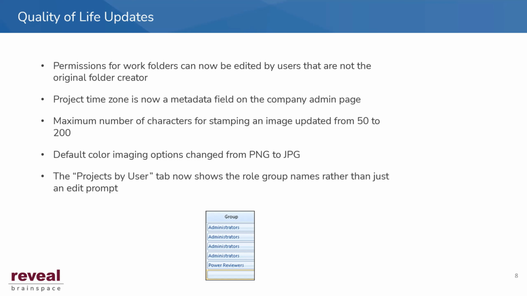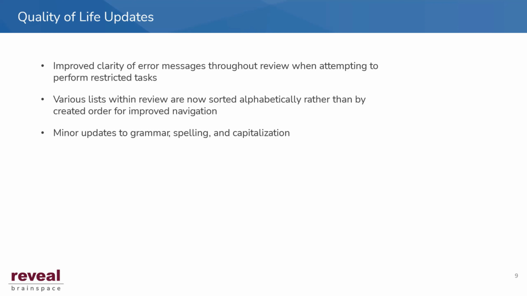a given user. We've also made improvements throughout the Review application to improve the clarity of error messages received when users attempt restricted tasks, such as creating multiple user accounts associated with the same email address. In addition, lists in the Review interface are now sorted alphabetically rather than the order they were created. Finally, we made several updates to grammar, spelling, and capitalization throughout the application.